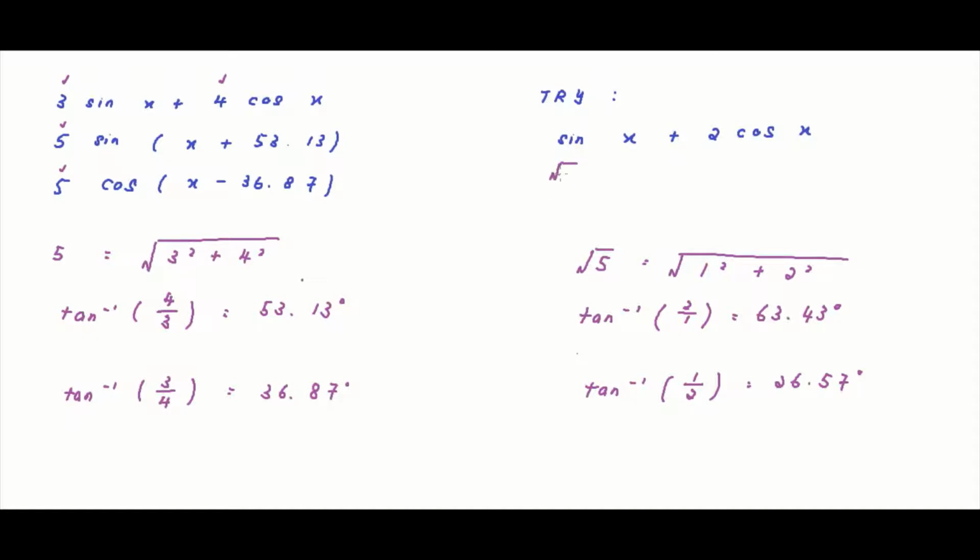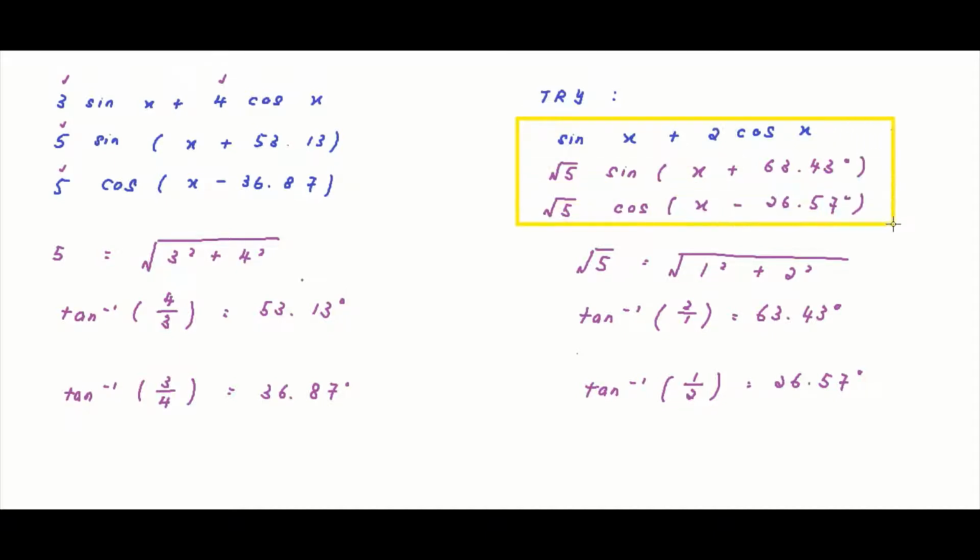So I will have square root 5 sine x plus, since we assume that it's always plus, the first number here, 63.43. Then for the third one, it will be square root 5 cos x minus 26.57. Okay, with our assumption just now, we assume that these three functions will give us the exact same graph. So let us try it out in the graphing calculator.